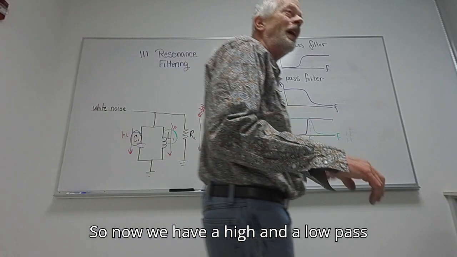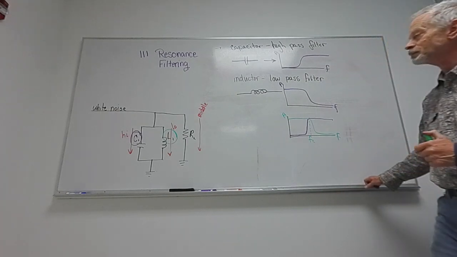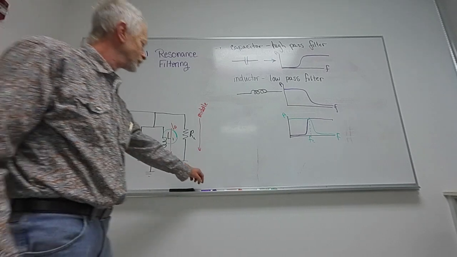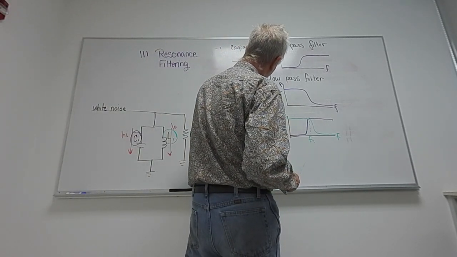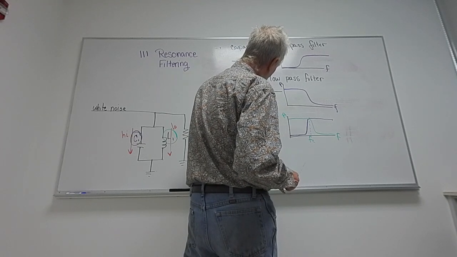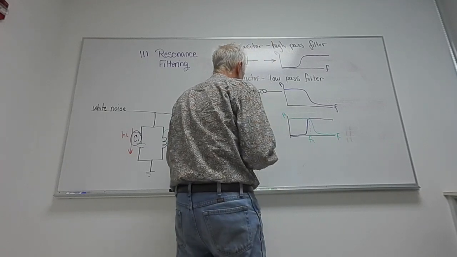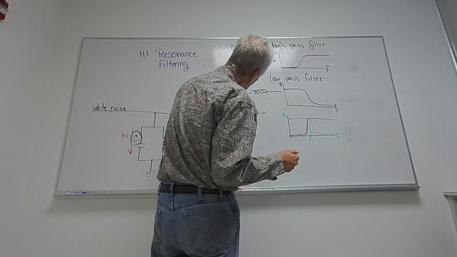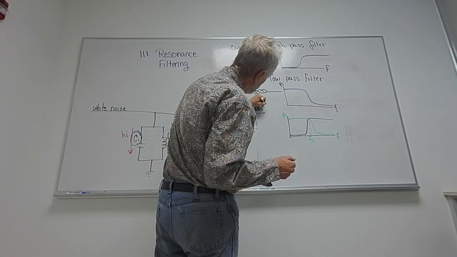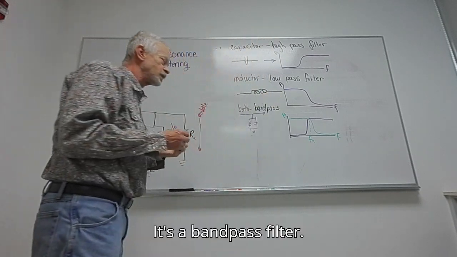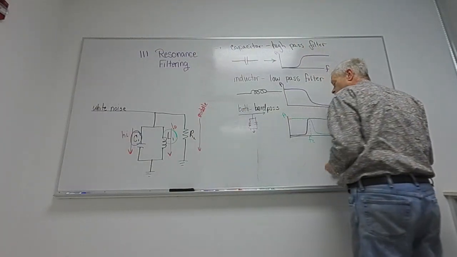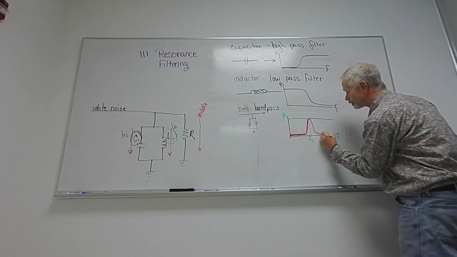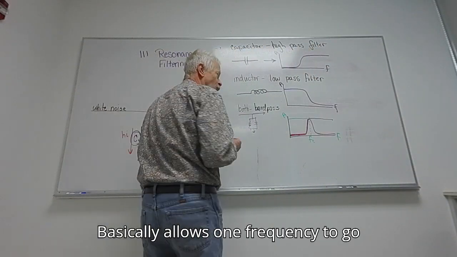So now we have a high and a low pass together. It's a band pass filter. The curve actually looks like this. Basically it allows one frequency to go through.